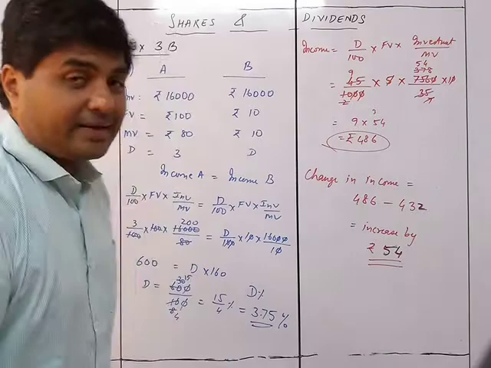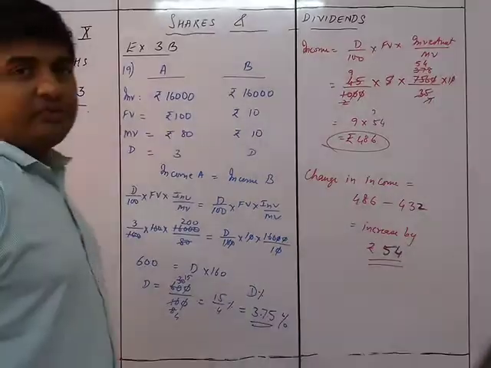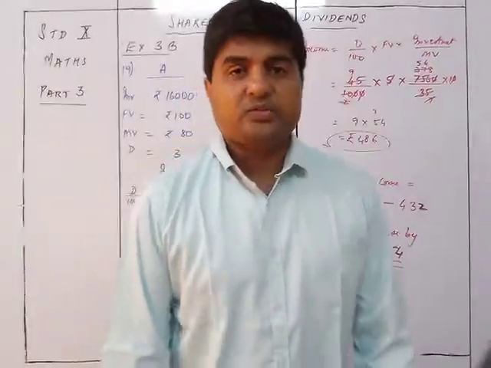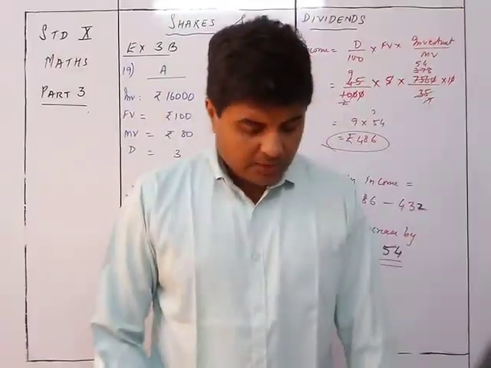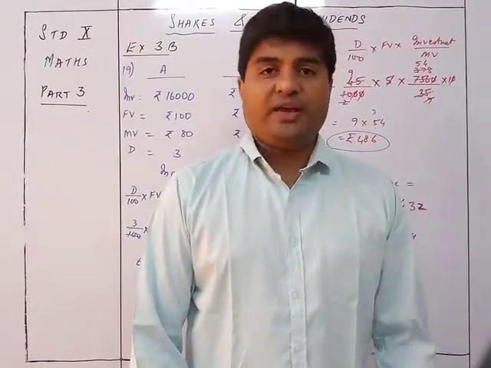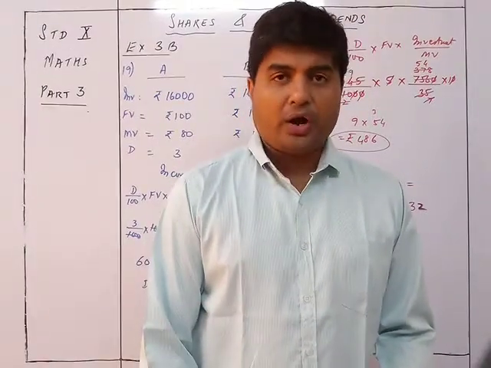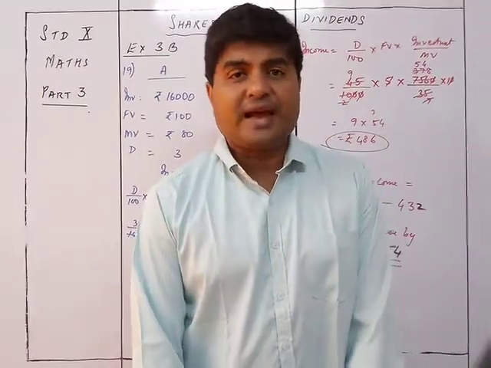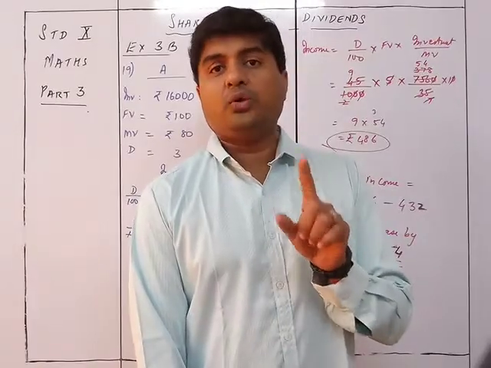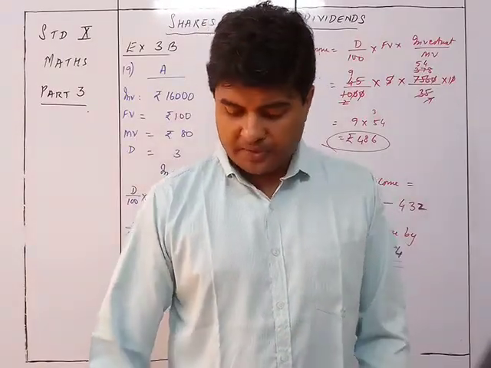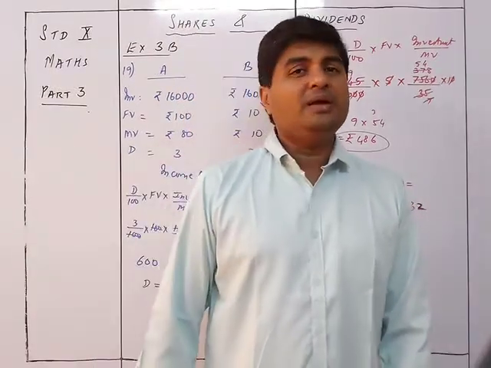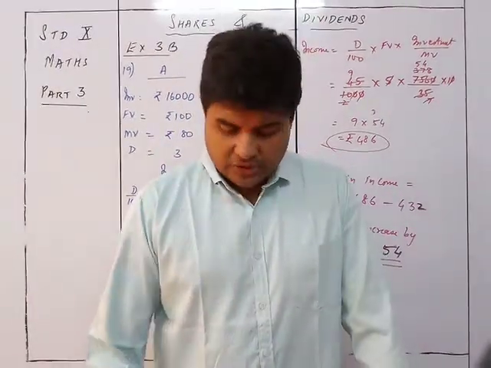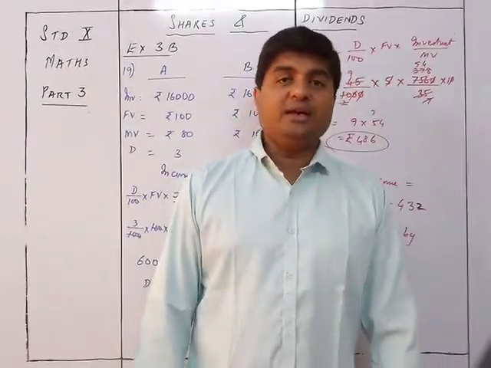So we come to the end of the chapter Shares and Dividends with this video. Exercise 3C will be your homework. As I told you, they are very easy sums. They are not difficult if you understand the sum properly and you remember the formulas properly. If you remember the formula and understand and take the data properly from the sum, then these are very easy sums. So that was the end of Shares and Dividends.